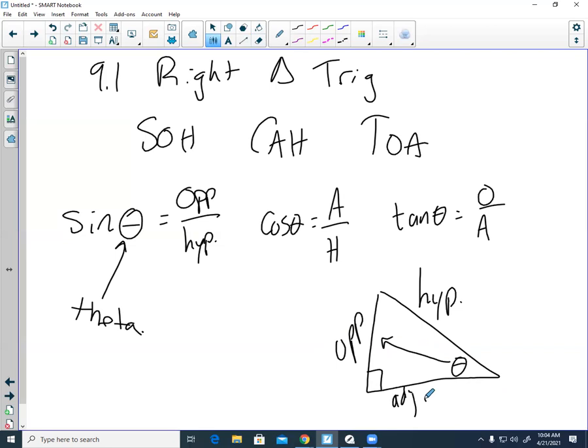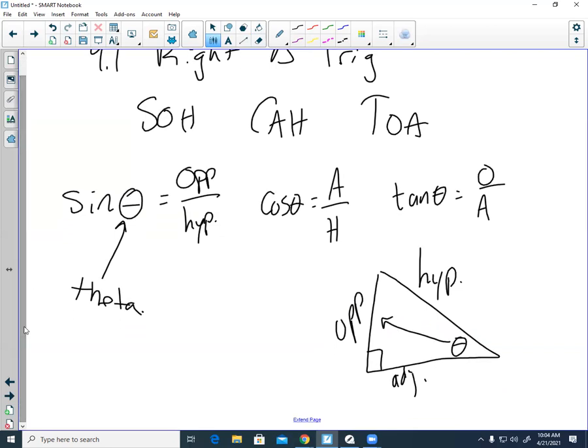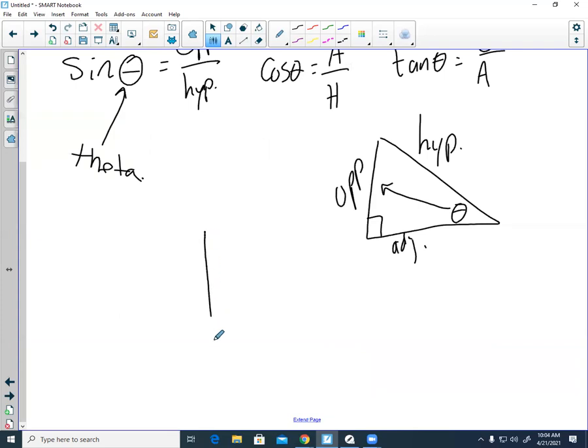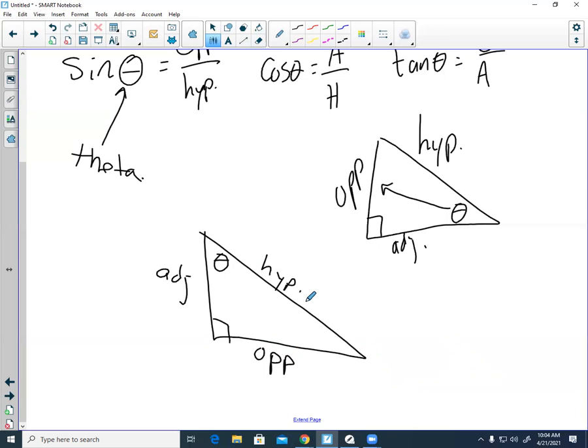Now, just so that you can use this in the future, let's say we have the exact same right triangle, but we use the other angle this time. That just changes where the opposite and the adjacent are. So this one is going to be the new opposite. This is going to be the adjacent. This is going to be the hypotenuse. Okay? So that's what you learned in a nutshell in geometry.